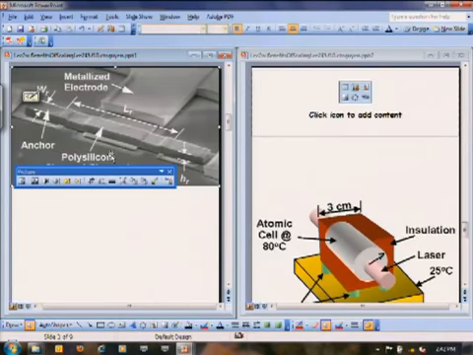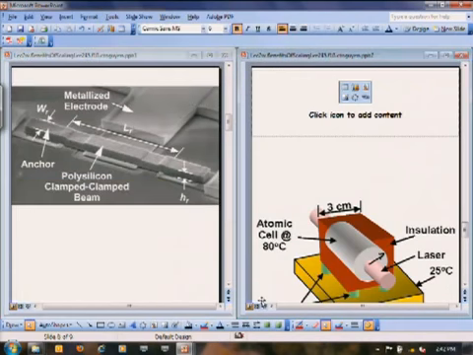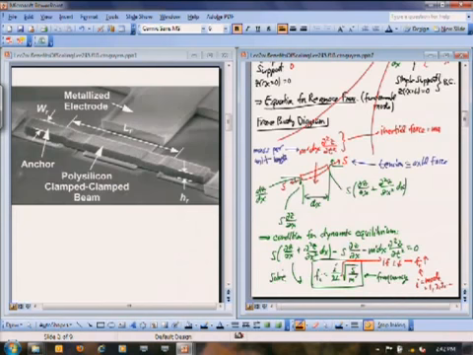And this is a different beast here. This is not exactly the same thing as a guitar string. Let me put this on that side. This is a clamp beam. Okay, so it's fixed on both ends here.